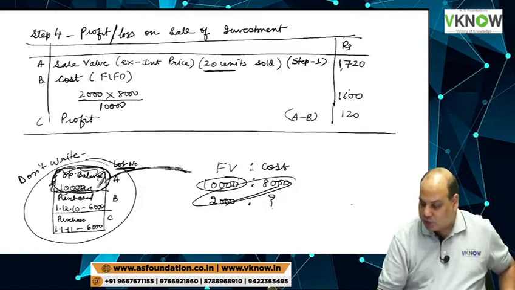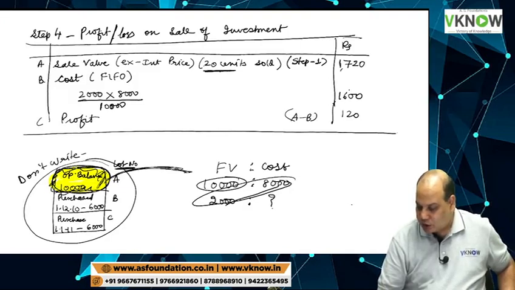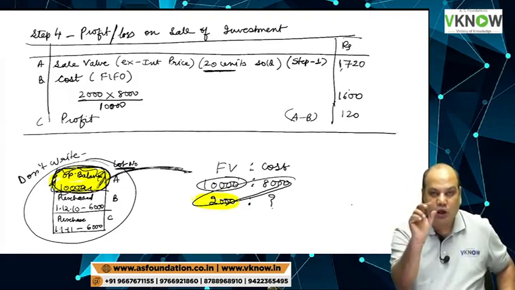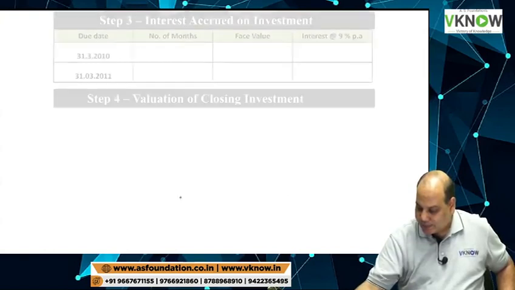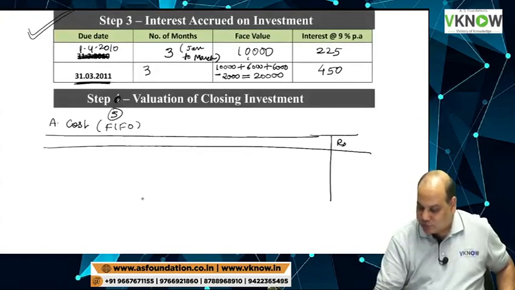So on the screen one more time. Dear student, one more time, please help me. You have opening balance 10,000. Out of 10,000, 2,000 have been sold. So what is remaining out of this?